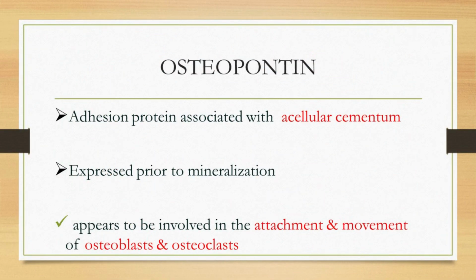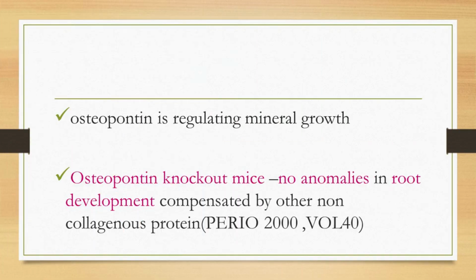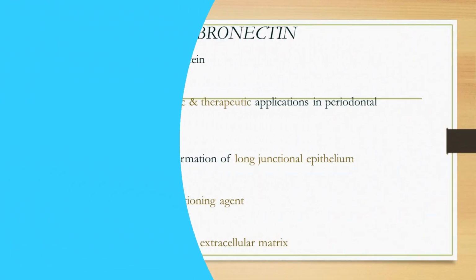Osteopontin acts as an adhesion protein associated with the acellular cementum. It is expressed prior to mineralization, and it appears to be involved in the attachment as well as the movement of osteoblasts and osteoclasts. Osteopontin is regulating the mineral growth. In osteopontin knockout mice, there is no anomaly in the root development because of the compensation made by the other non-collagenous proteins of the cementum.